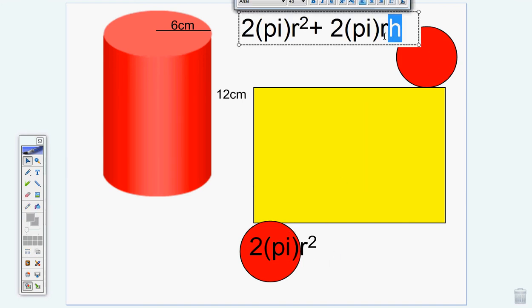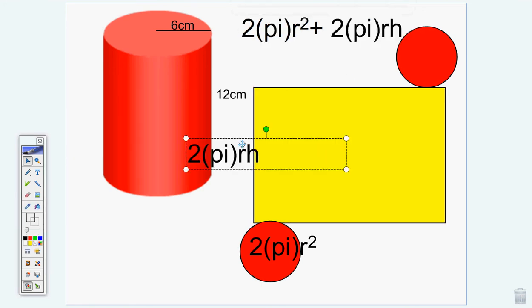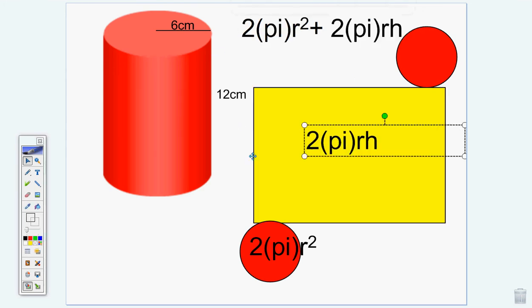And then, of course, the 2 pi rh, when we unroll this, we have the height, h, which would be 12. And then this, as we've talked about before, is the circumference. I didn't use the pi symbol here. It was easier to just write pi, so I did that. So 2 pi rh. So that's what we're going to do here in this problem.